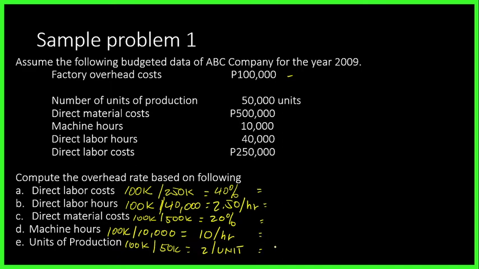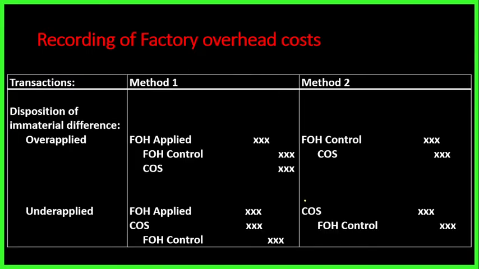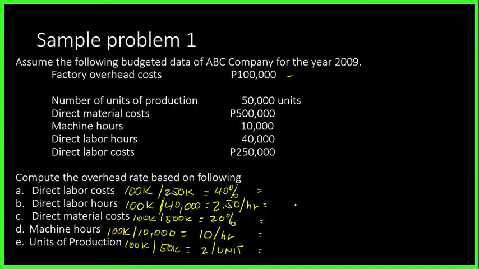we're going to compute for the applied factory overhead? So you simply multiply these rates with your actual. So dapat may actual pala tayo, no? Sige, mamaya magkakaroon tayo ng example dyan. Oops, wala. Sige, mag-example na tayo ngayon. Okay? So for example, your actual, let's try to erase this. So these are now your predetermined overhead rate.